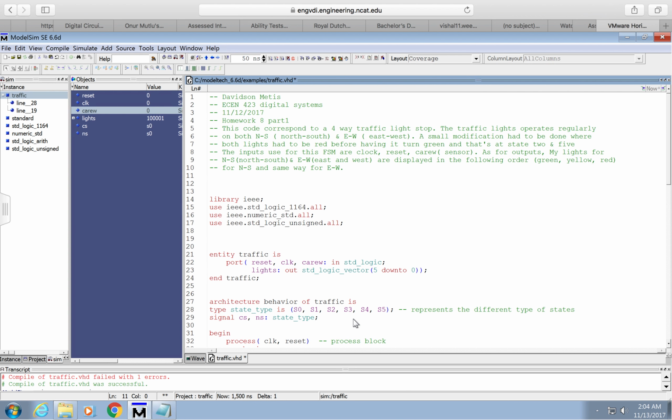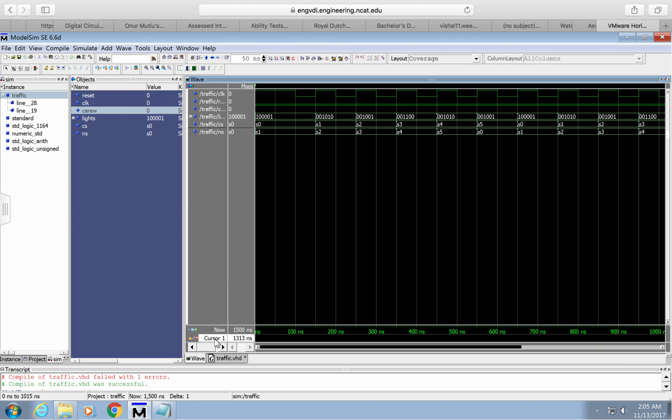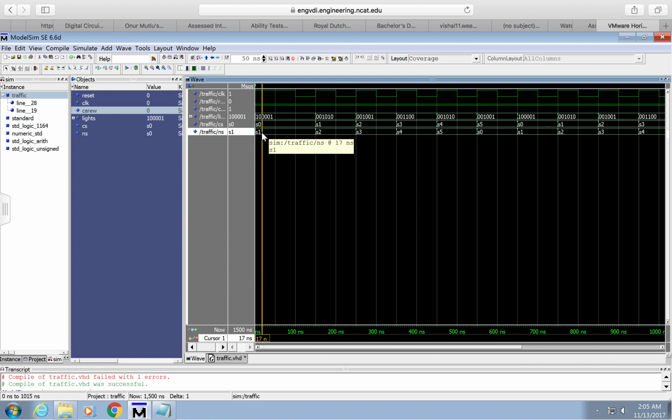Before I even proceed, my output of lights goes in the following order: green, yellow, red for north and south, then green, yellow, and red for east and west. So I made that six bits. I hope that helps you understand what corresponds to what, because sometimes it may be a little bit hard.